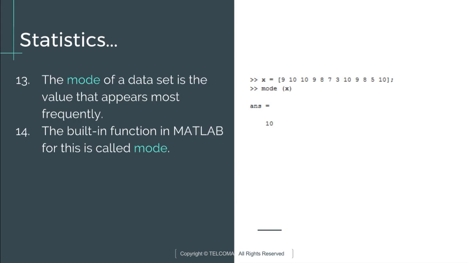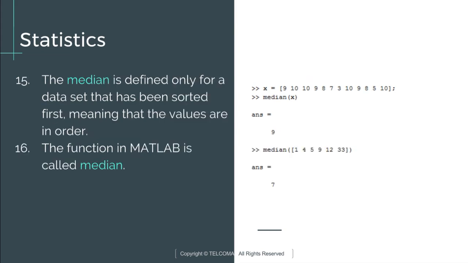Next is mode. The mode of a dataset is the value that appears most frequently. So the built-in function in MATLAB which is used to calculate the mode is mode itself. Next is median. The median is defined only for a dataset that has been sorted first, meaning that the values are in order. The function which is used to calculate the median is median itself. You can just type median in the command window and find the median of any data.